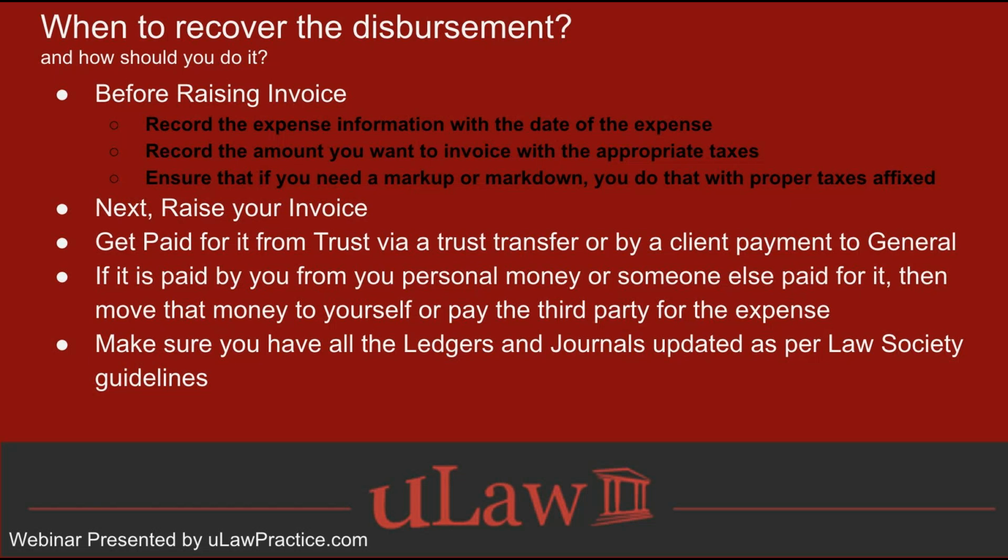Whatsoever it is, once the amount is coming to the general account, you can just simply pay yourself. Maybe you have expended it from your personal account. You can either pay yourself, or if there's anything left to pay the third party for consultancy, etc., you could do that. But make sure you have everything recorded under the respective ledgers and journals.